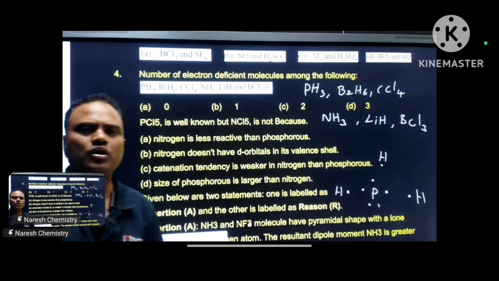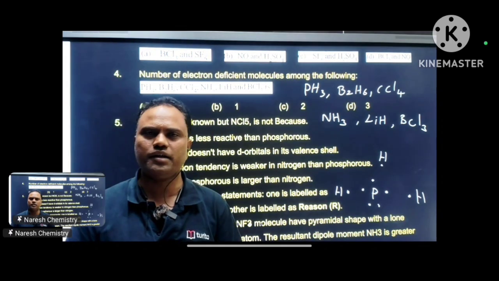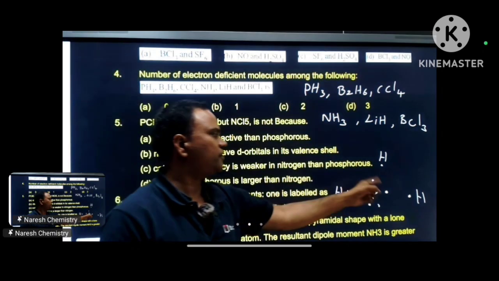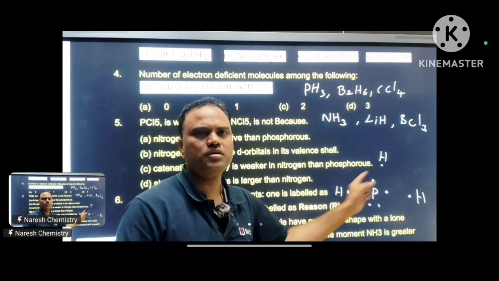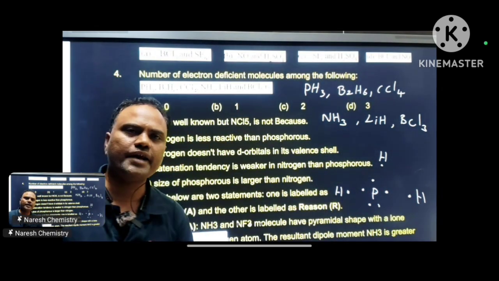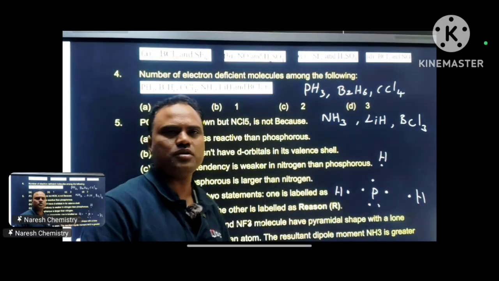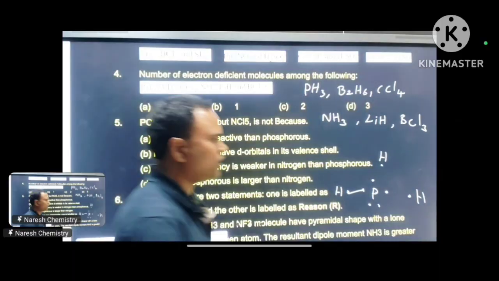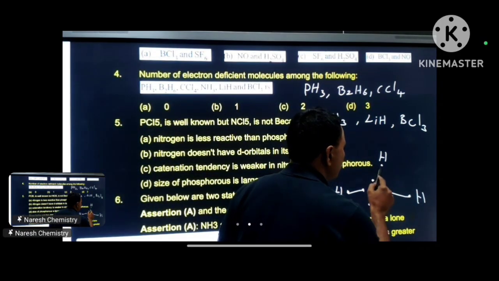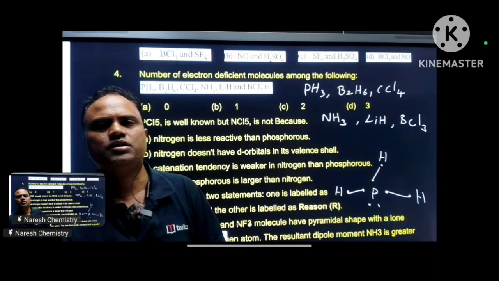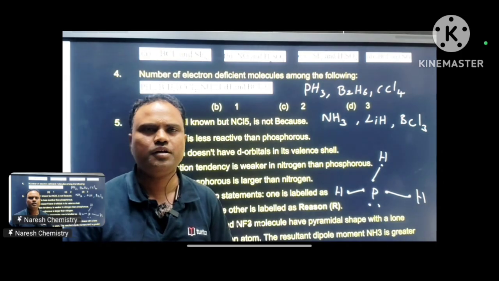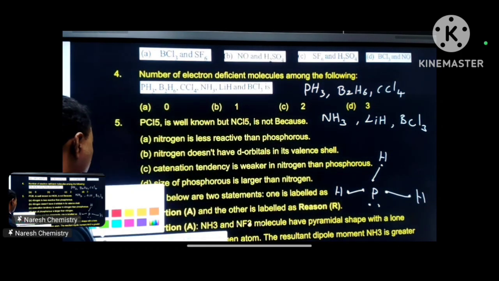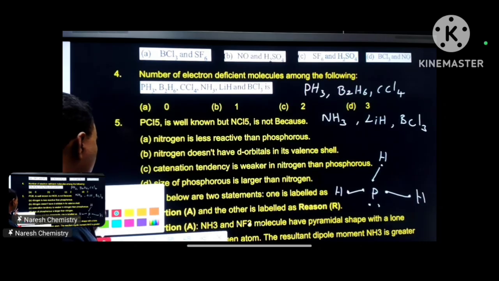So what do we have to do? First, write the element followed by its valence electrons. After that, write a single bond between the central atom and the surrounding atoms. Right? After that, what do we have to do? Draw the circle including the bonds.